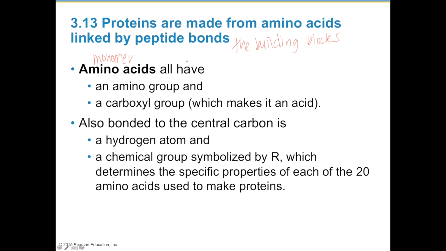For protein, the monomer is amino acids. The amino acid is made up of, remember those functional groups we talked about? An amino group and a carboxyl group, which makes up that whole acid. It's actually called a carboxylic acid. And also bonded to a central atom with a hydrogen atom and a chemical group represented by R, which determines the specific properties of each of the 20 amino acids.